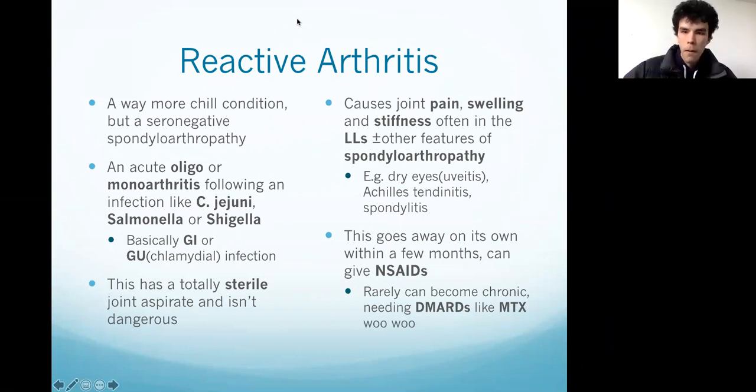It's just normal. They still have the same kind of features of any arthritis: pain, swelling, stiffness, and they can have all these extra-articular things again, dry eyes, Achilles tendonitis, that back stiffness. Pretty much it goes away on its own. They don't really tend to get chronic disease. Usually just give them some NSAIDs for a bit and they'll probably be okay.